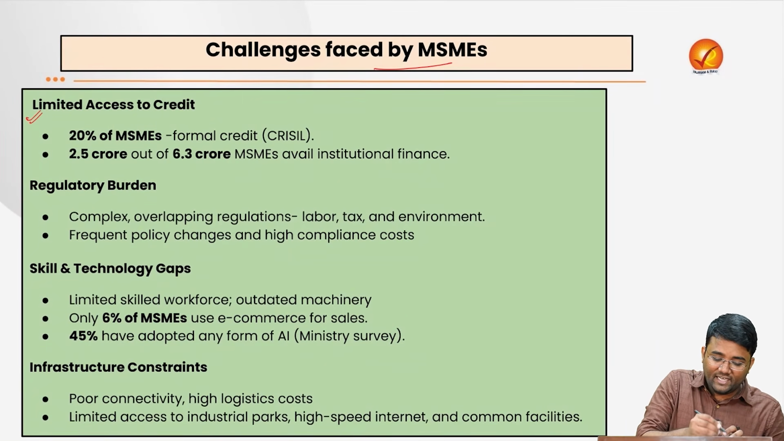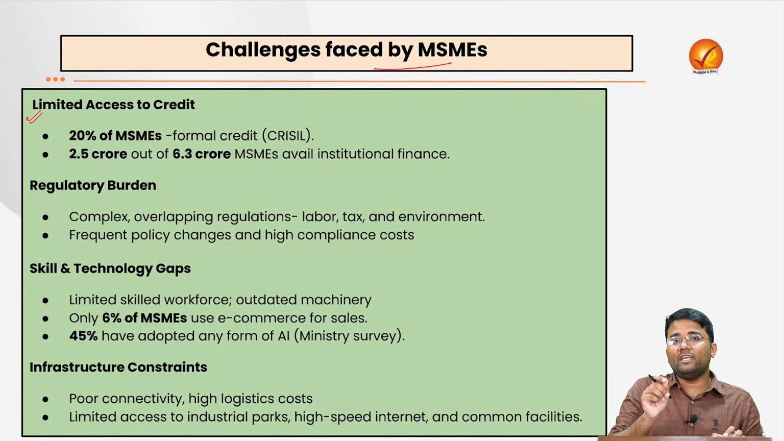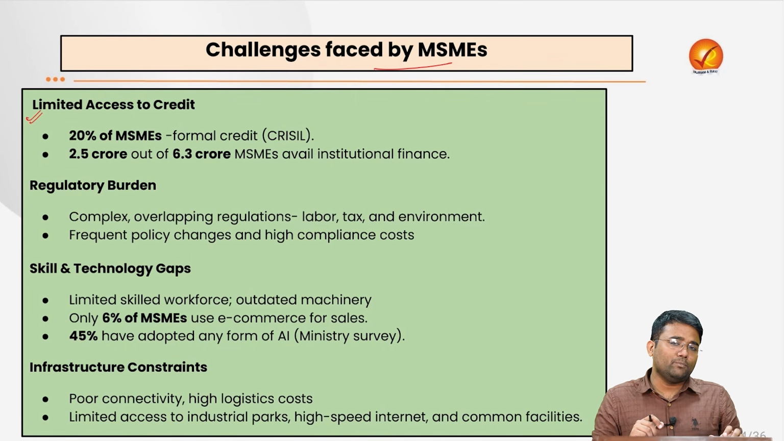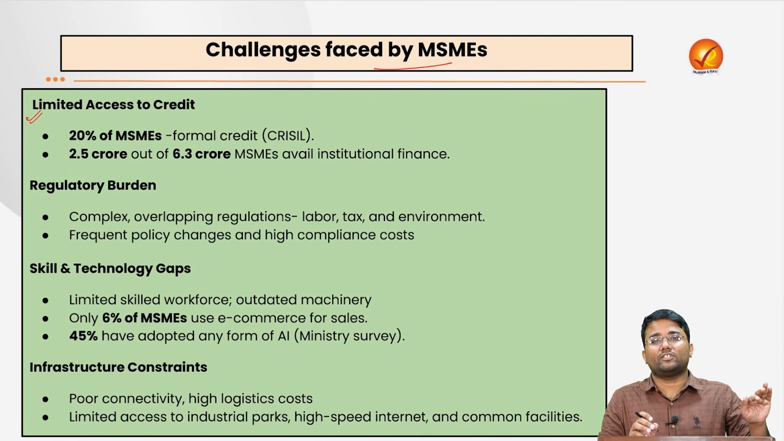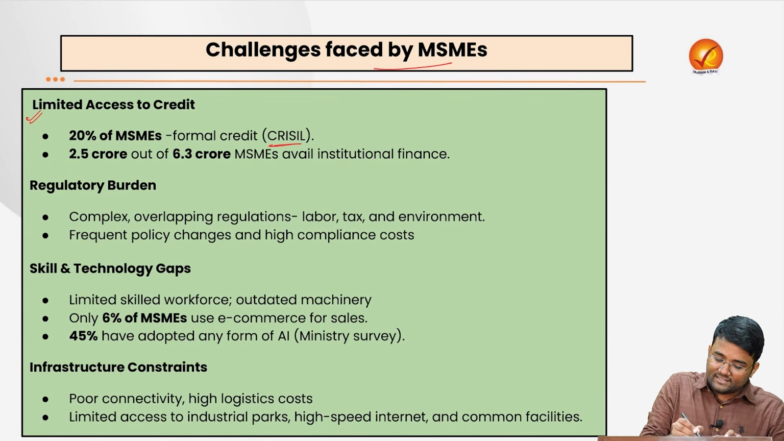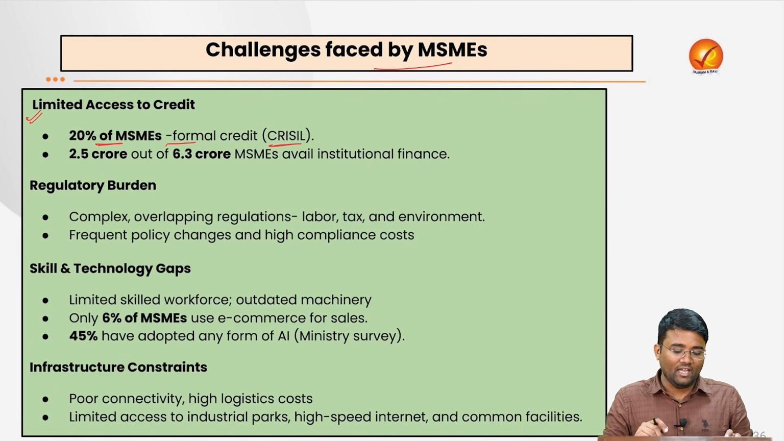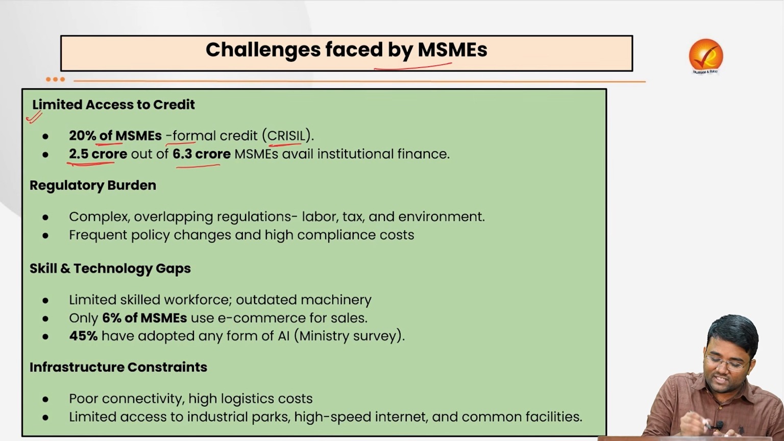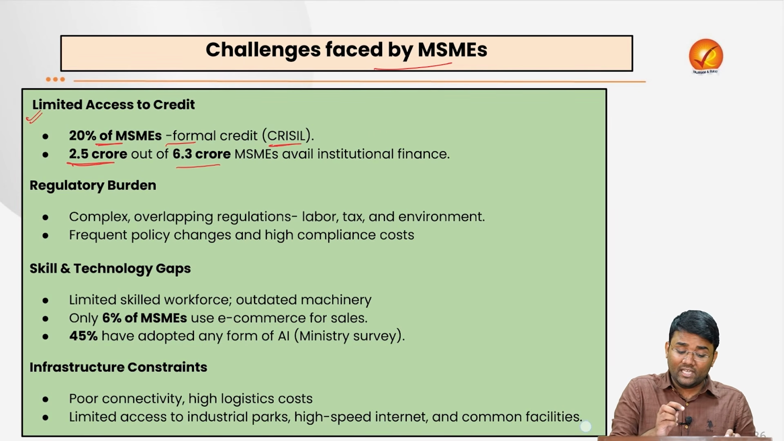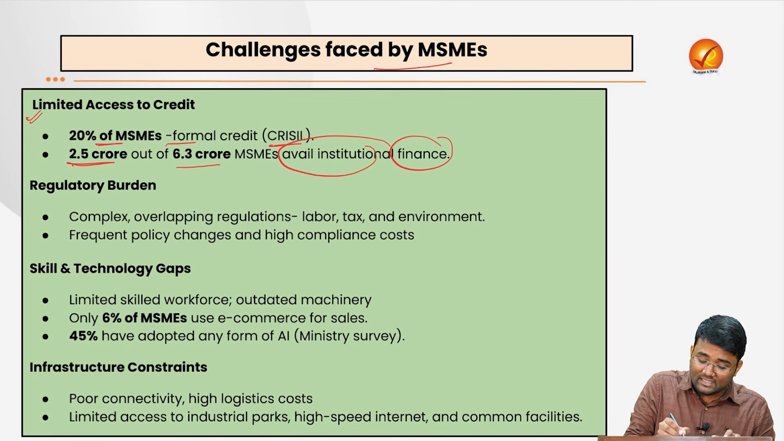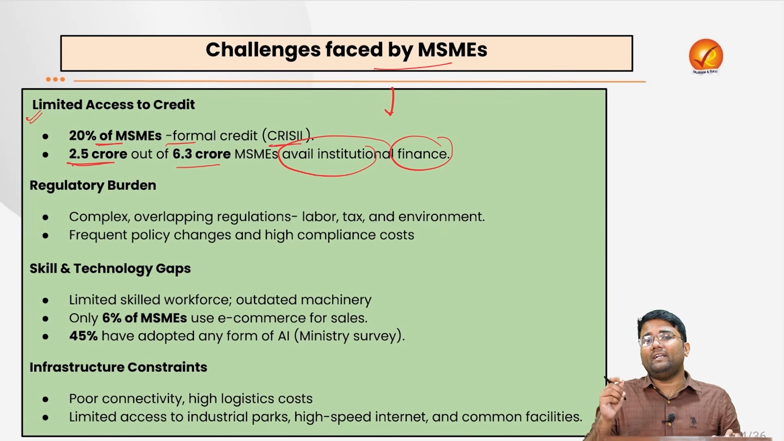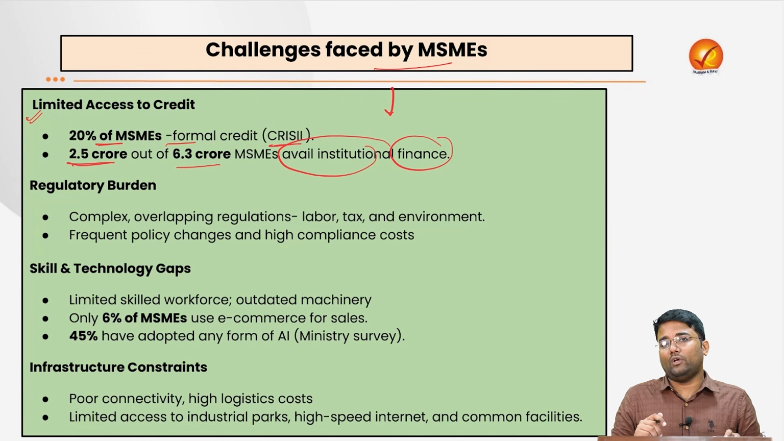For example, limited access to credit. Credit is one of the important contributing factors, especially working capital, which ensures that there is consistent production. As per CRISIL, only 20% of MSMEs get access to formal credit, and only 2.5 crore out of 6.3 crore MSMEs avail institutional finance, and the majority of them depend on non-institutional finances where there is less requirement of collateral.